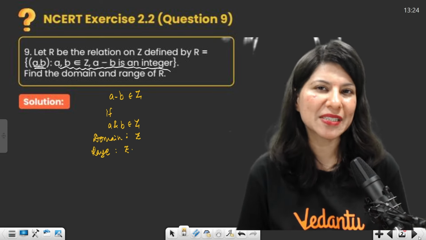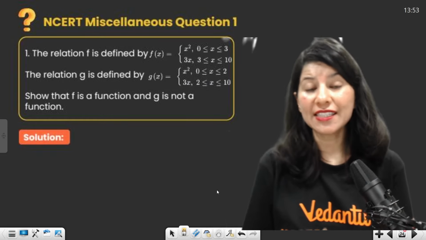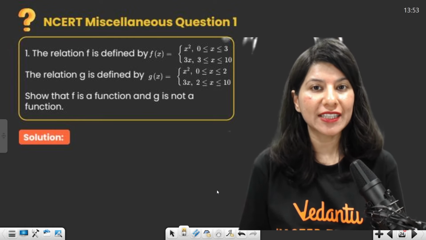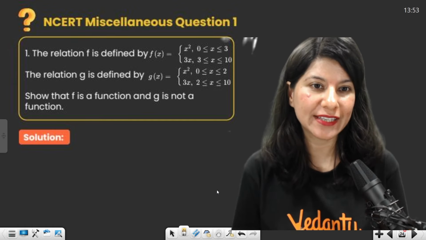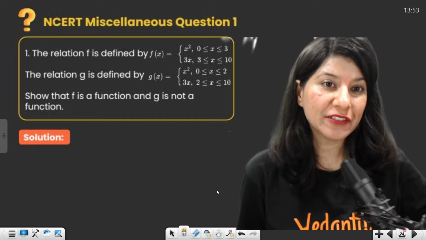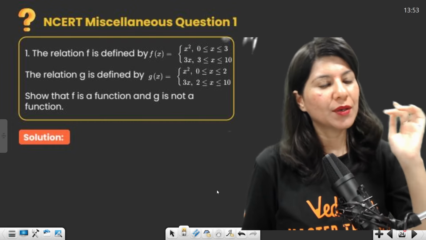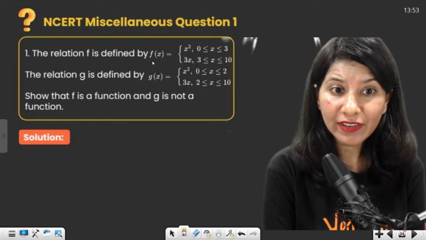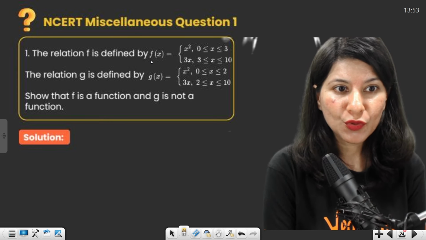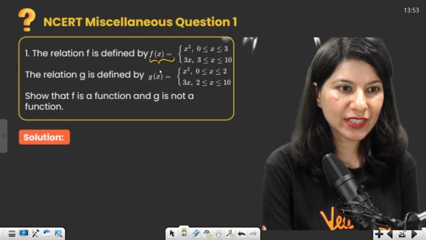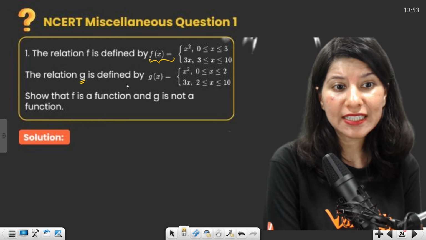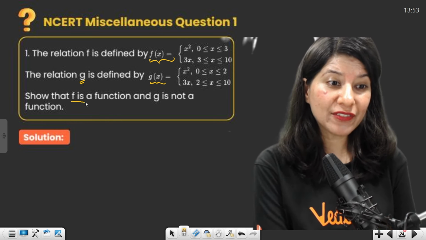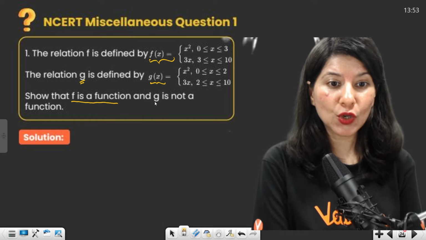Now it's time for the miscellaneous exercise. All right, so let's start solving the miscellaneous exercise of NCERT Relations and Functions, Class 11th. You can clearly see the very first question. Question 1 says that the relation f is defined by f(x), and the second relation g is defined by g(x). Now we need to show that f is a function and g is not a function.